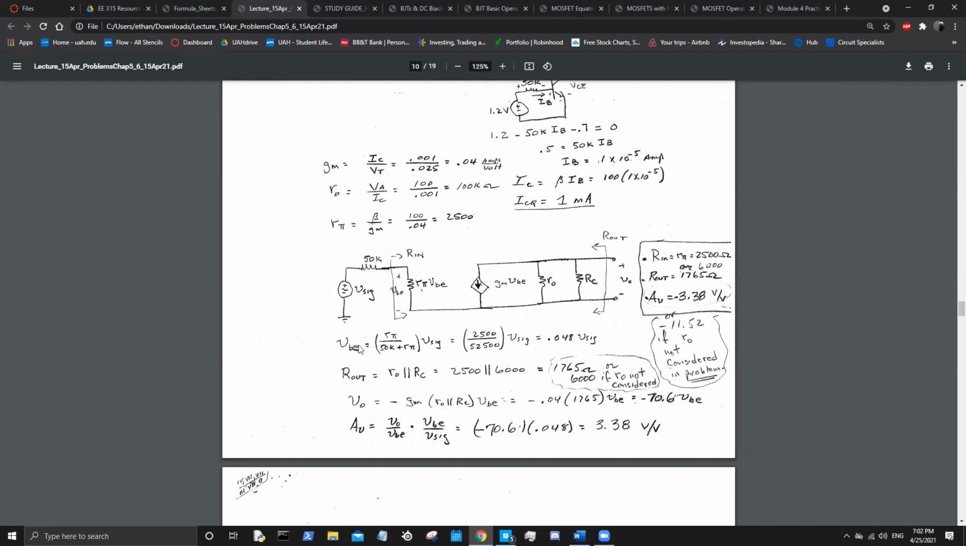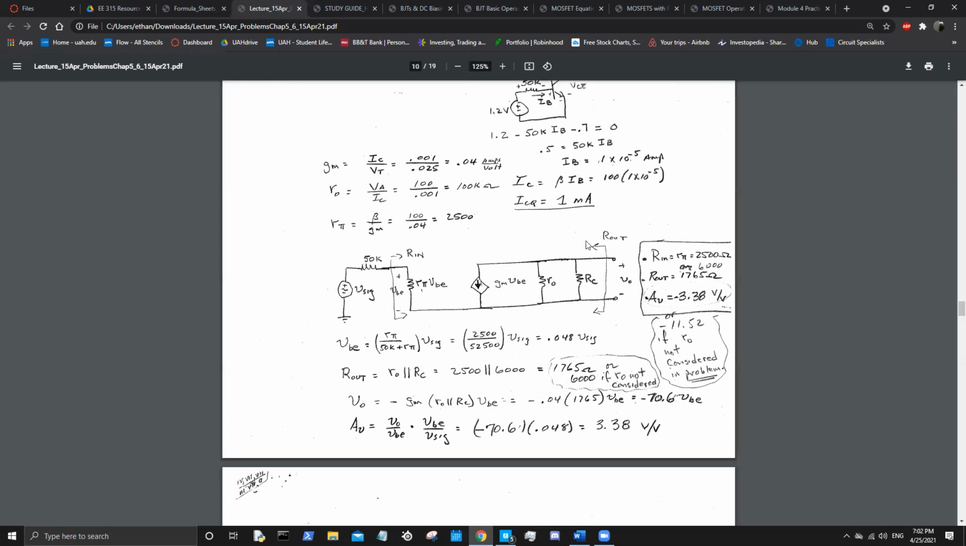But let's see. VBE is equal to R pi over 50K plus R pi, times the VSig. We don't know what VSig is. Then we have the 2500, which is R pi. Then we have 52,000, which is given to us previous, I believe. Actually, no, 52.5K, this is just him reducing this. This is the same function. Okay. So we have R pi on the top, and then we have 50K, which is given here, plus R pi on the bottom, 52.5K, times VSig, which is 0.048 VSig. We'll use this later, I'm sure, because that's VBE.